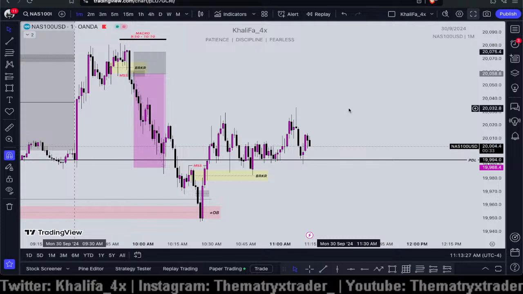I have only seen one guy's profit screenshot in the community. Why is that so? Why is that so?